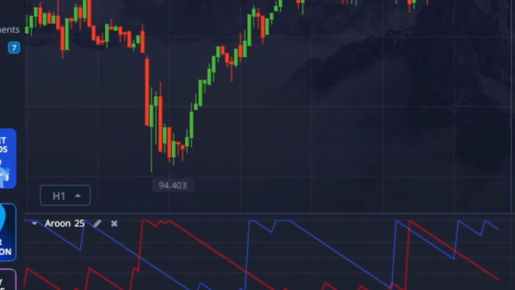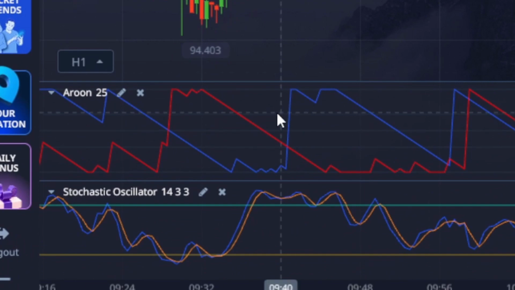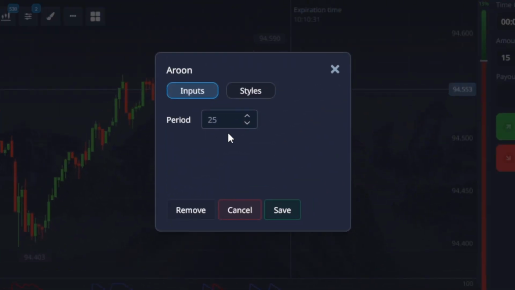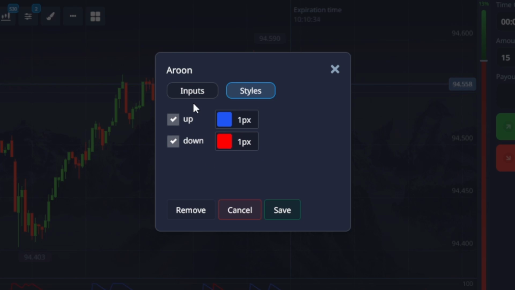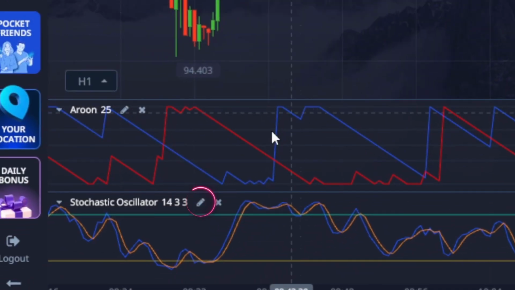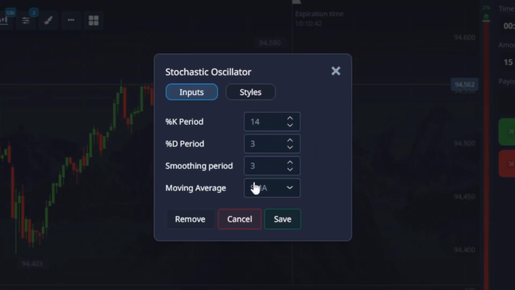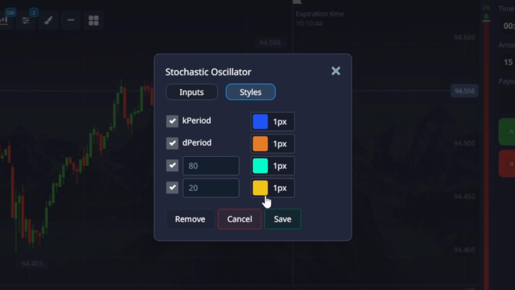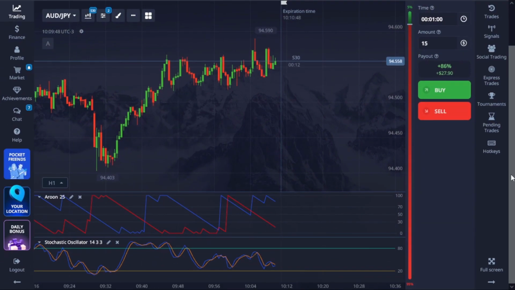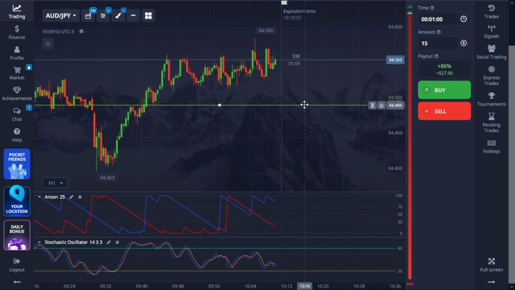The Aroon is located there, and I'm moving to remove that. And now just to set up: 25 on period, and the style is up to you. As you can see there, you can change the color and preference. Okay. Stochastic oscillator 14, 3, 3, and moving average simple movement. And this color as well, also that is up to you. As you can see, just click on save.